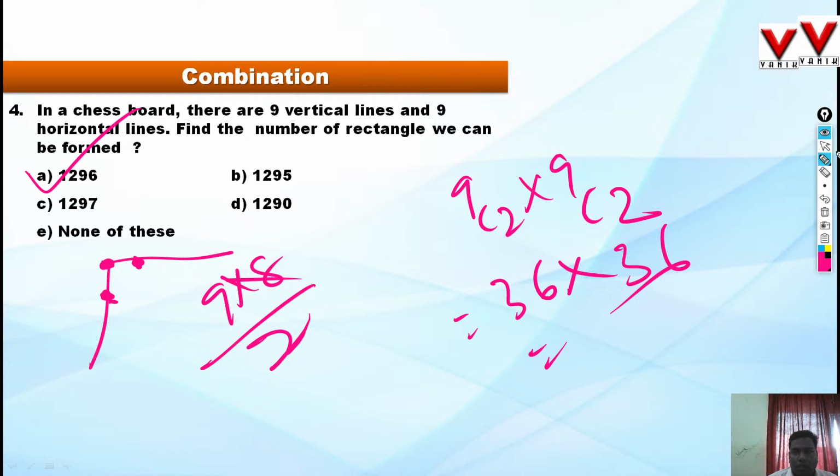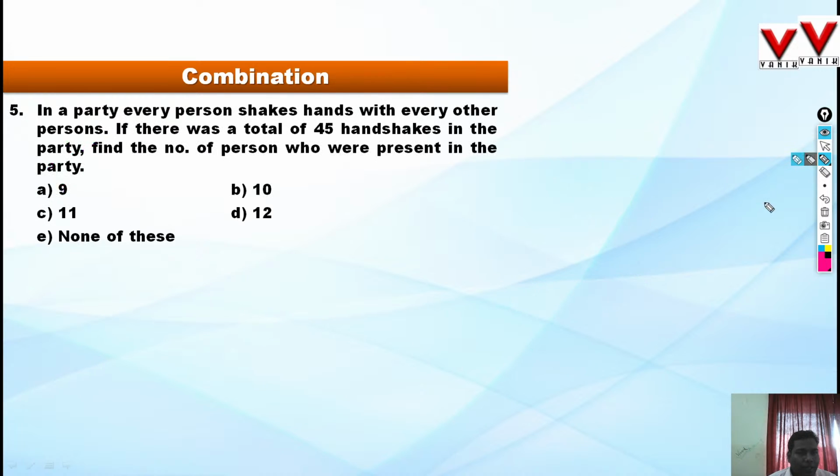Question number 5. In a party, every person shakes hands with every other person. If there was a total of 45 handshakes in the party, find the number of persons present in the party. For one handshake, we need 2 persons.